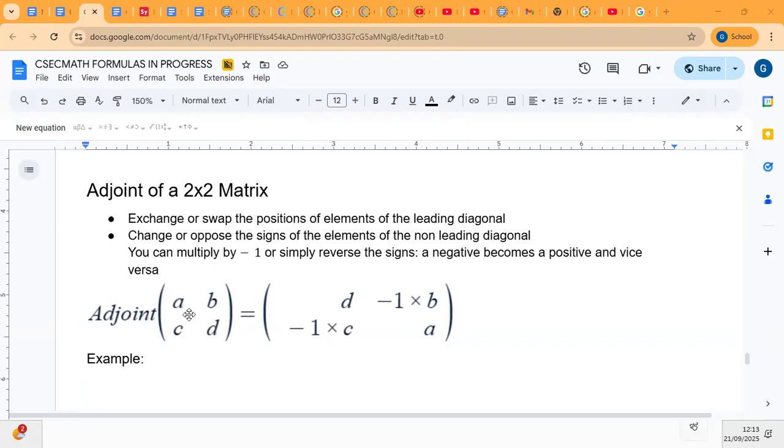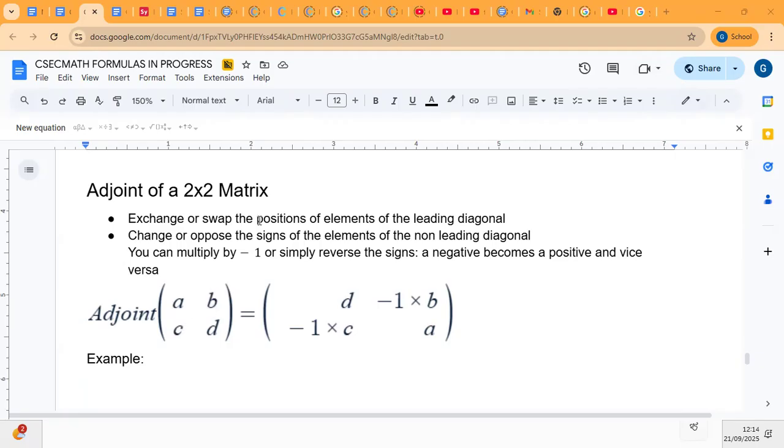Now you swap the positions. As you can see, D takes the position of A and A takes the position of D. Then you change or oppose the signs of the elements of the non-leading diagonal. The non-leading diagonal is B and C. Basically, what you do is multiply both B and C by -1, or simply reverse the signs. A negative becomes a positive and vice versa. A positive becomes a negative.